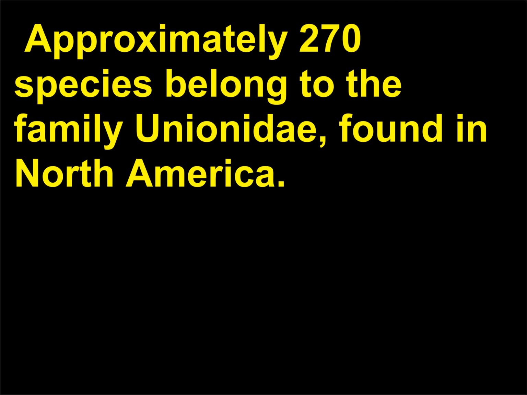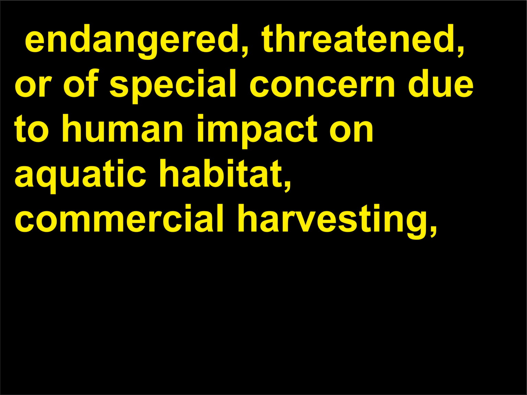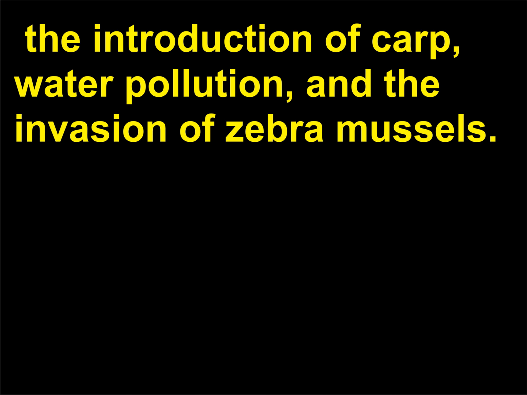Approximately 270 species belong to the family Unionidae, found in North America. A total of 72% of our 270 native mussel species are listed as recently extinct, endangered, threatened, or of special concern due to human impact on aquatic habitat, commercial harvesting, the introduction of carp, water pollution, and the invasion of zebra mussels.